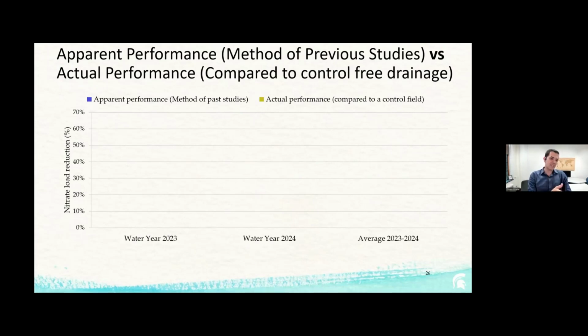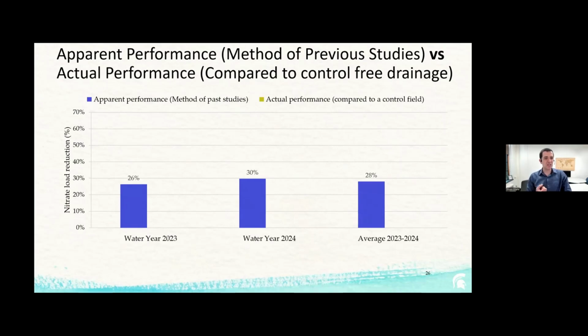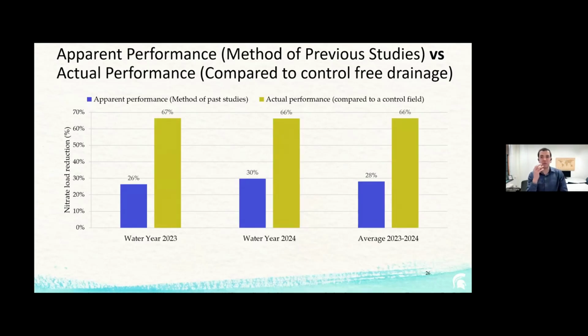And on the y-axis, I have nitrate load reduction in percent. So let's look at the first numbers here. This is the apparent performance. Basically here what we did is that we took the previous method that was used, a common method, and we applied it on our data. These are the percentages of nitrate load reduction we got. And then we applied the new method using that control, and this is what we got. And it's considerably higher. The difference is this underestimation due to the method of not having this control.